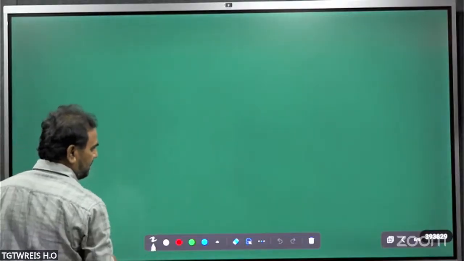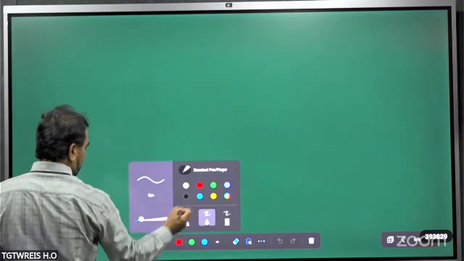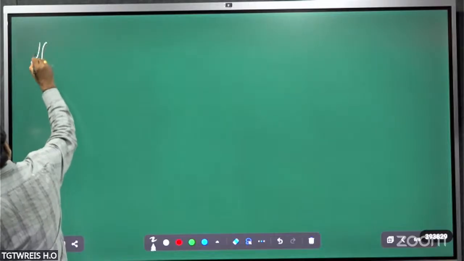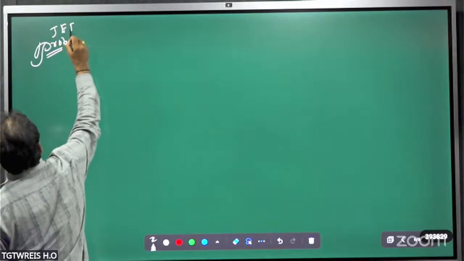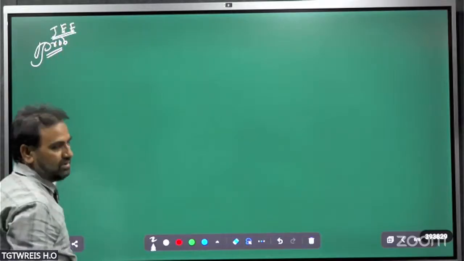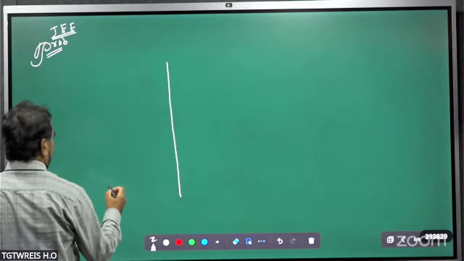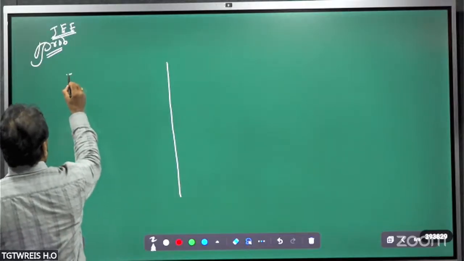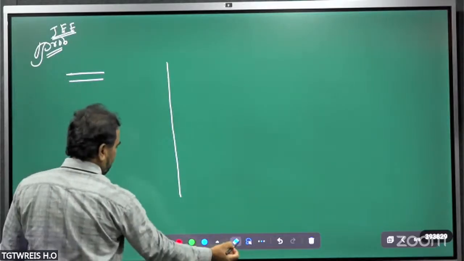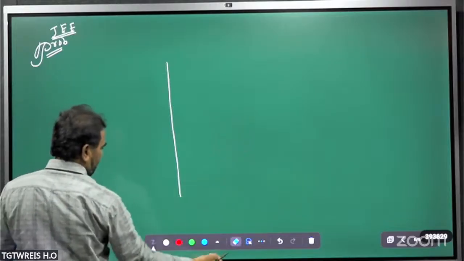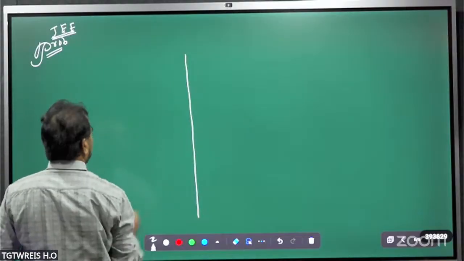Next, see, suppose consider a charged particle. Here a screen is placed. A problem based on the concept, a JEE problem. Okay, suppose consider a screen. This is a screen.